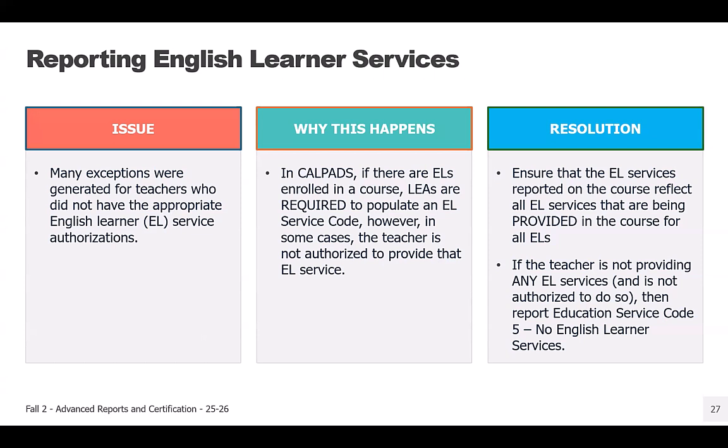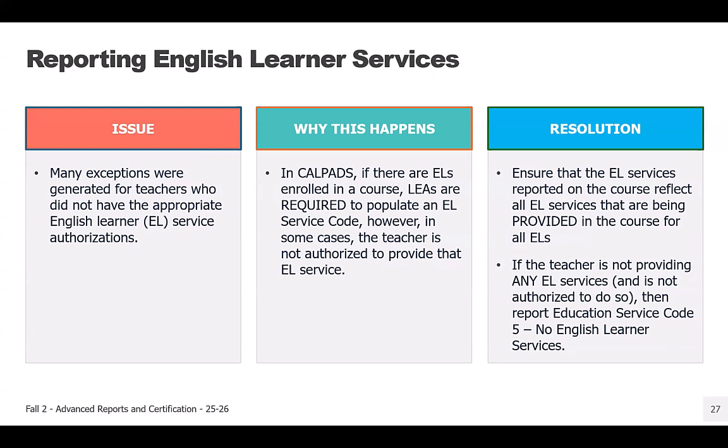So you want to make sure that the EL services that you report on the course reflect all EL services that are being provided in the course for all of your English learners. In some instances, if the teacher is not providing any EL services, then you would report them with a code of 5. However, if you do report the teacher as not providing English learner services because they're not authorized to do so, very likely it will come down to the fact that they will end up as misassignments.